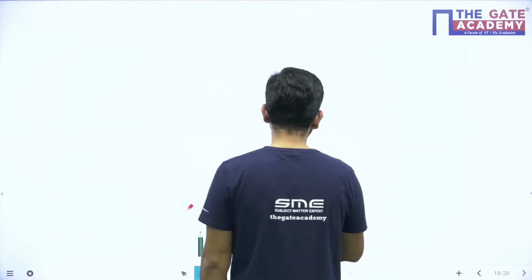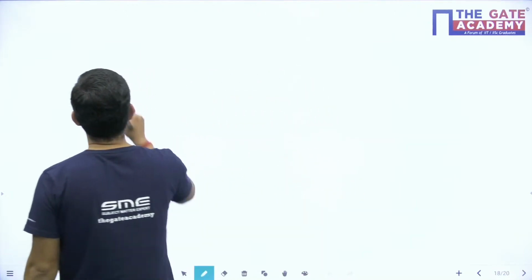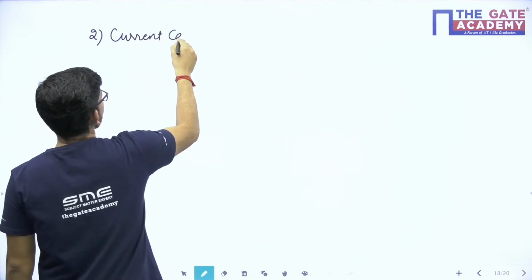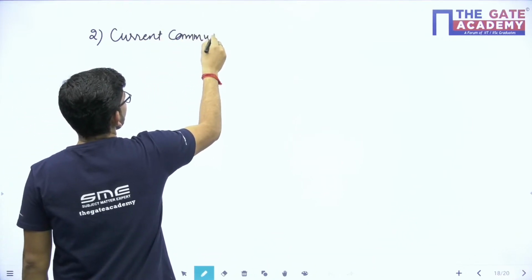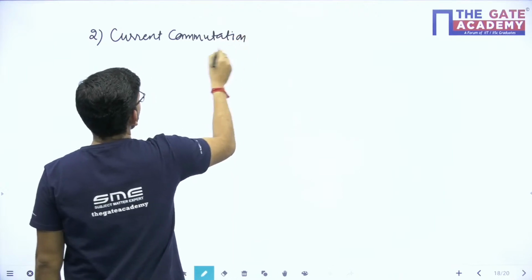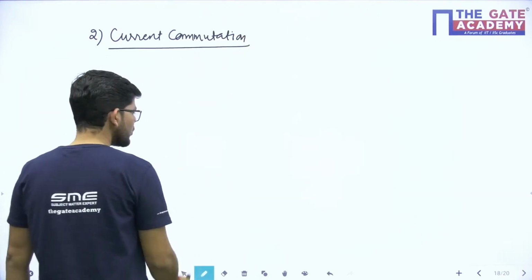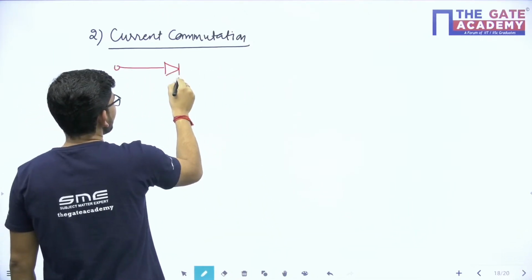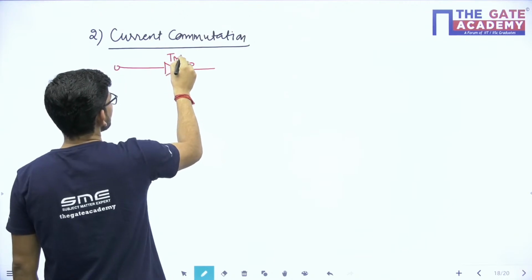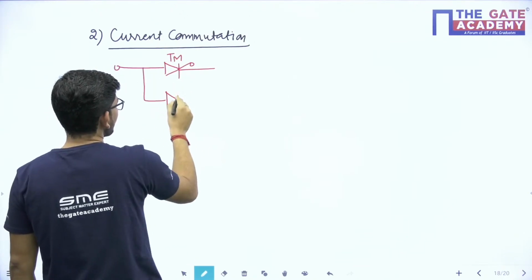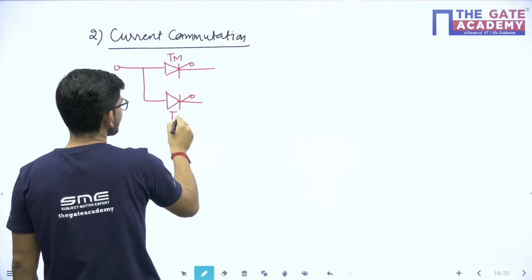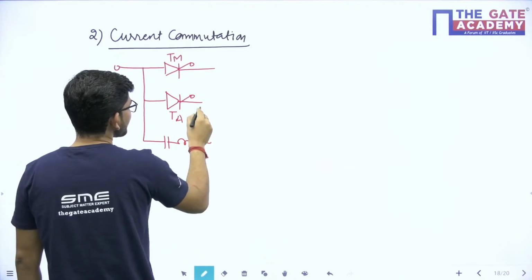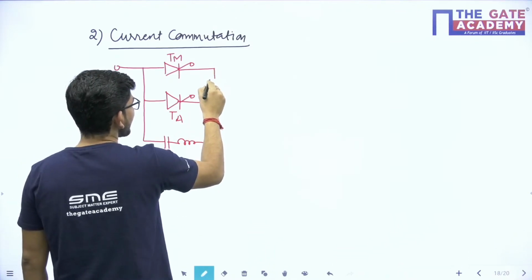Now let us discuss class B commutation, which is popularly known as current commutation. So we have a special circuit for this. We have a main thyristor which we have to turn off, and to help this process out, we have an auxiliary thyristor with us, and we have a commutating element present in this circuit as well, and then we have a diode here.